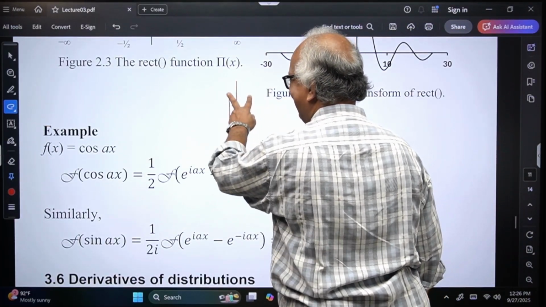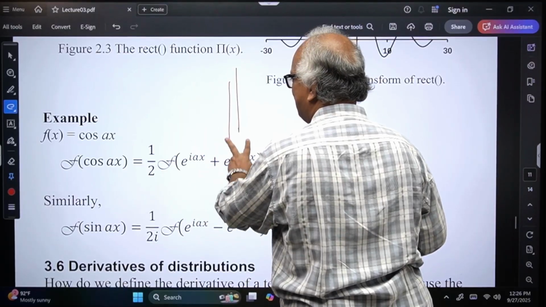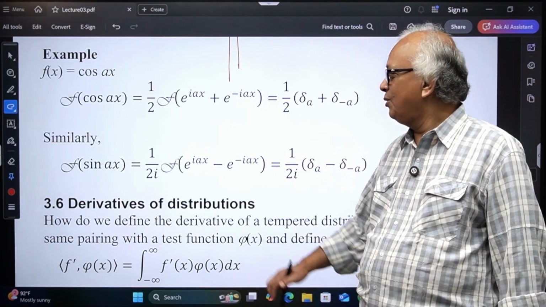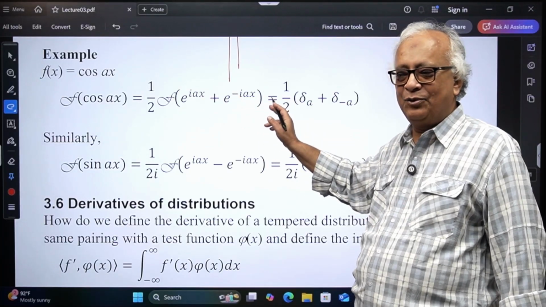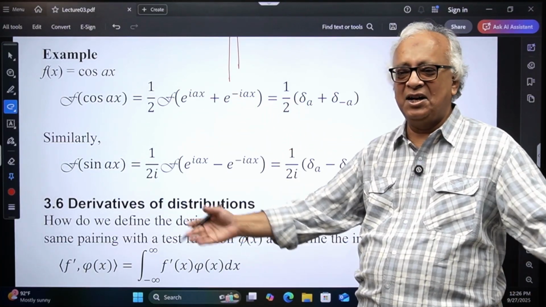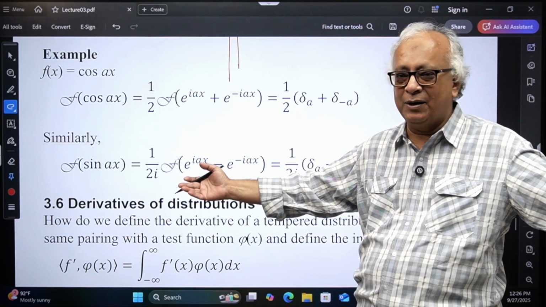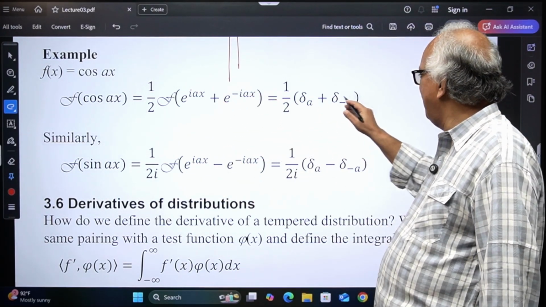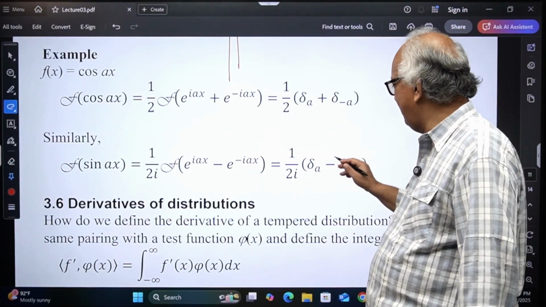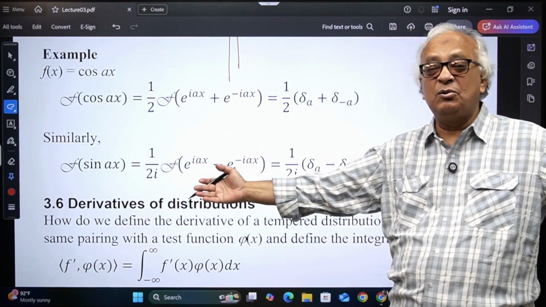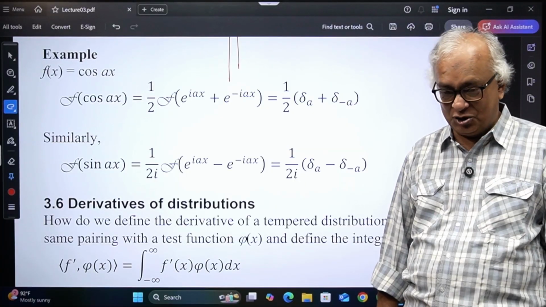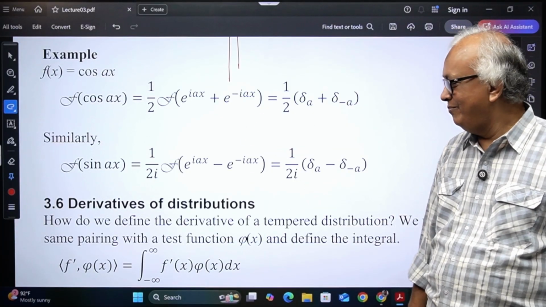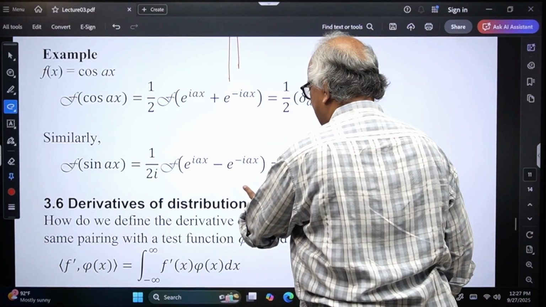Fourier transform of cosine A. I will define cosine A using exponentials. Now everything is like a hot knife through butter. I don't care anymore. I also know delta minus A, sine delta. Great. The things I could not do before, now I can do everything. Derivatives of distribution.